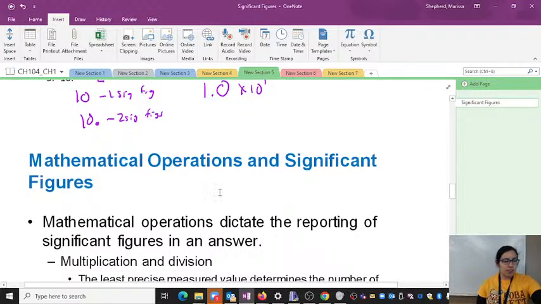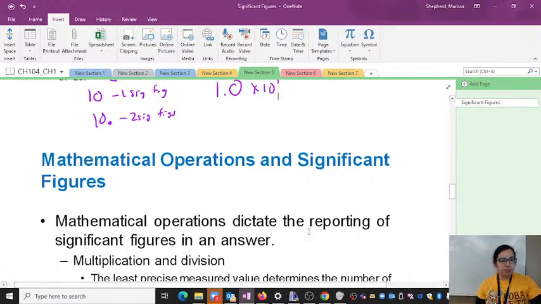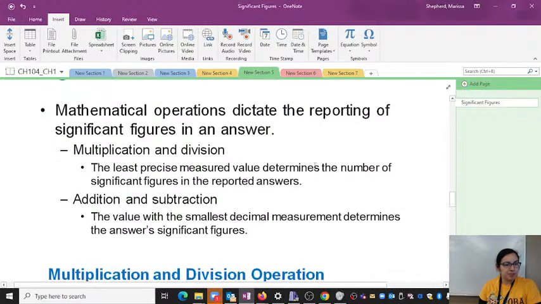So now let's look at the math, and probably the part that will haunt you for, well, the rest of your scientific career. We said that these measurements dictate how accurately we can measure, and of course this dictates our answers. And so we have these rules for mathematical operations.